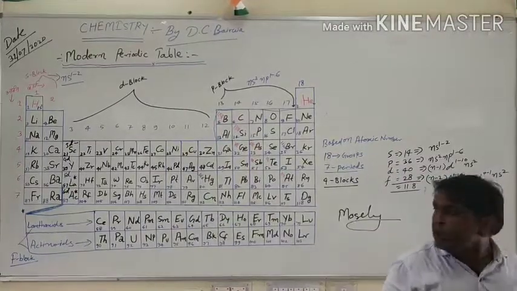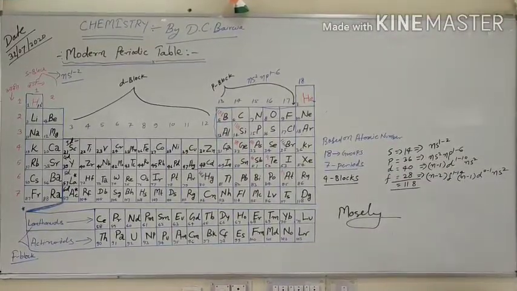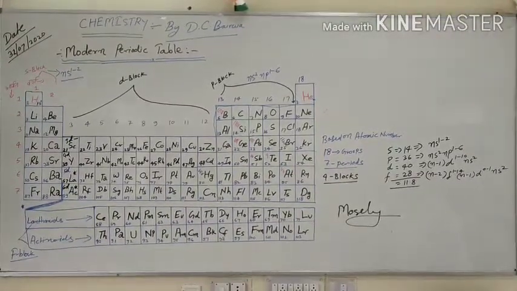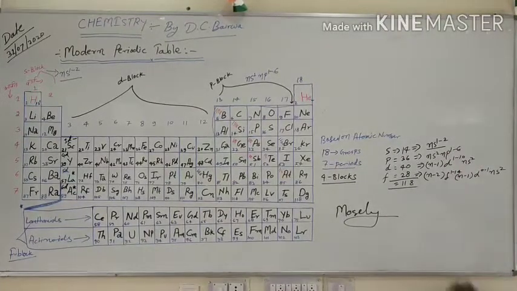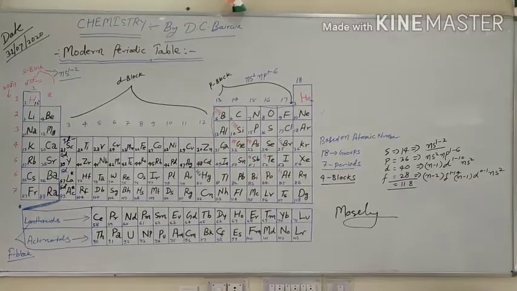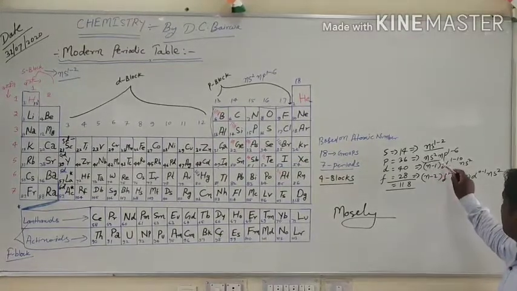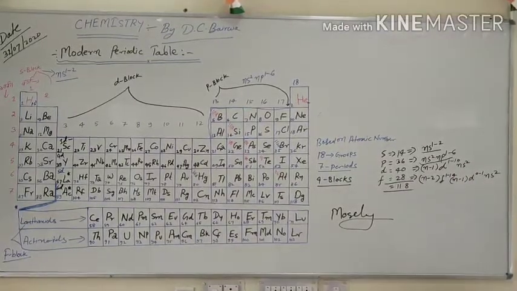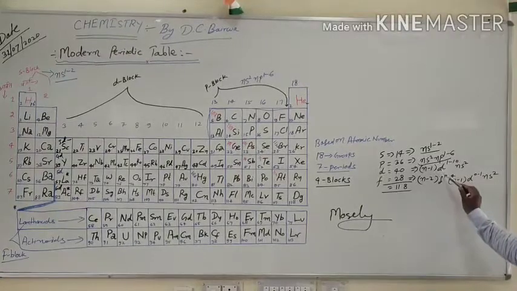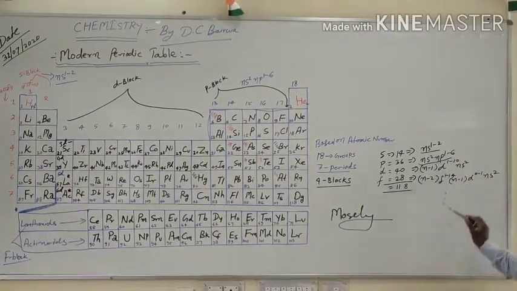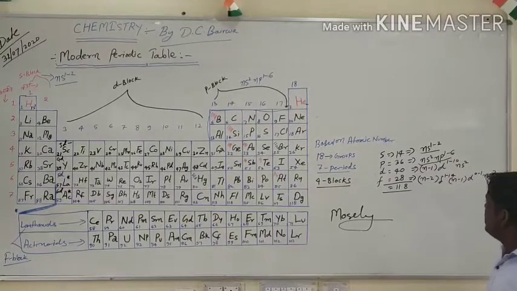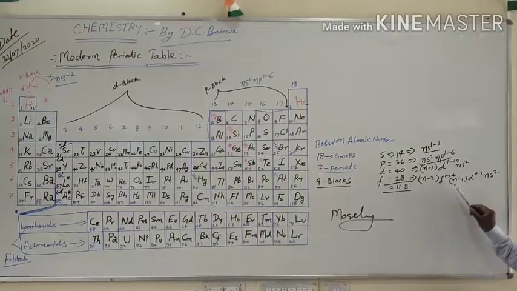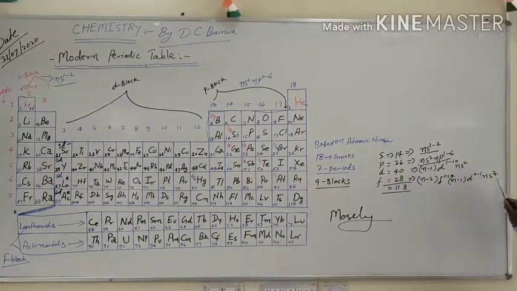Okay, dear students, see again in this periodic table. In S block elements, the electronic configuration is ns1 to 2. In P block elements, electronic configuration is ns2 np1 to 6. In D block elements, electronic configuration is (n-1)d1 to 10 ns2. In F block elements, electronic configuration is (n-2)f1 to 14 (n-1)d0 to 1 ns2.